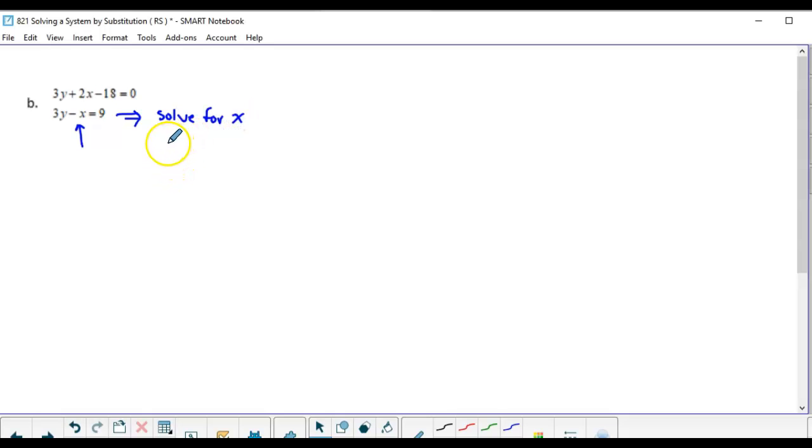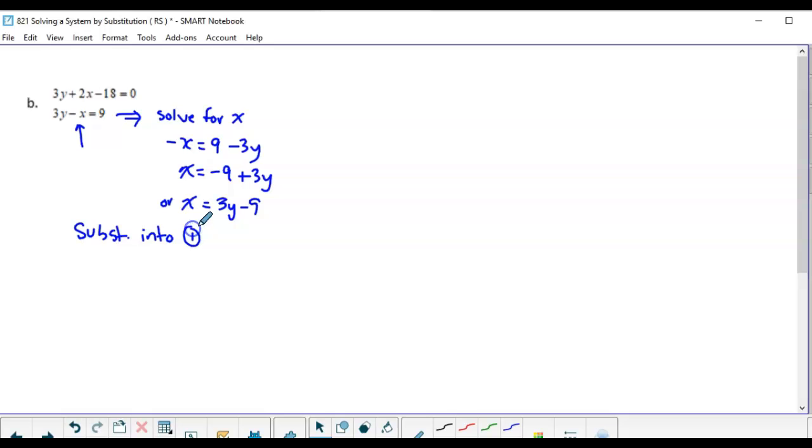So what happens when I do that? I would have negative x equals 9 minus 3y. Again, order of the terms doesn't matter, because this is just to do our work. Then divide both by negative 1. So negative x becomes x equals negative 9 plus 3y, or you could show that as x equals 3y minus 9. So now we're going to substitute that into equation 1. This is 1, this is 2. So it's going to be 3y plus 2 times the expression for x minus 18 equals 0. I'm going to put that in red.